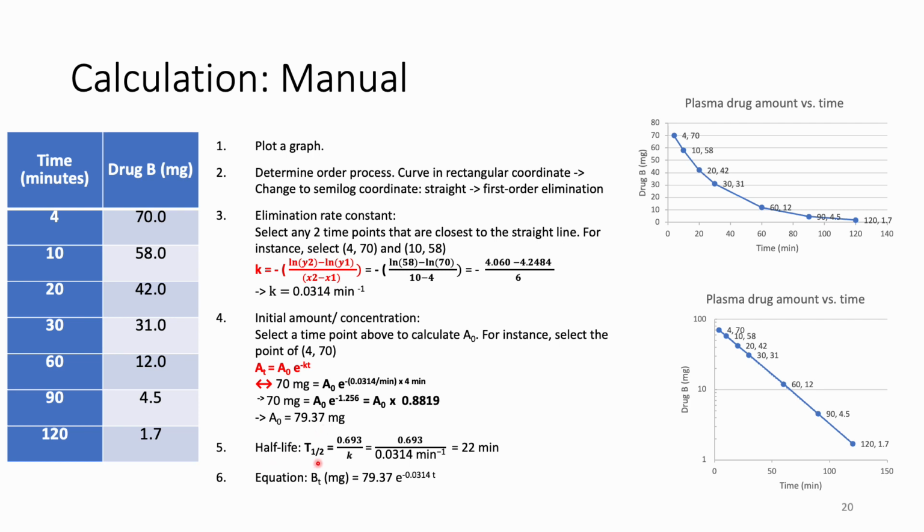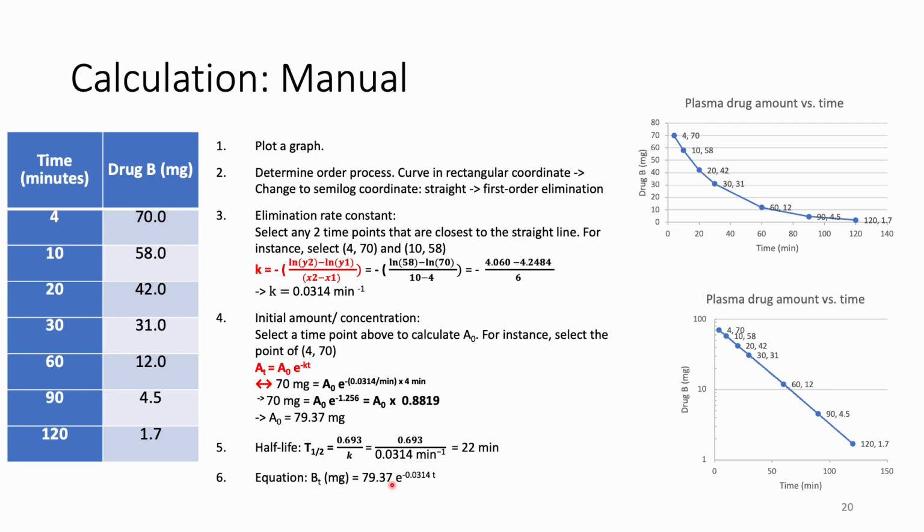Then I calculate the half-life using half-life equal to 0.693 divided by k. 0.693 divided by 0.0314, so the half-life is equal to 22 minutes. That means from this data plot, after every 22 minutes, half of the drug will be eliminated and half will remain in the body. And the equation to predict the amount of drug in the plasma at any time t is 79.37 exponential minus 0.0314 t.